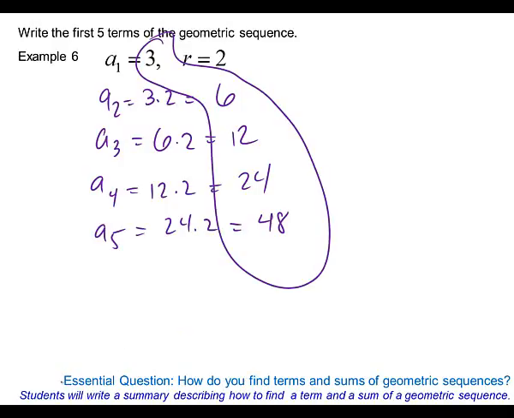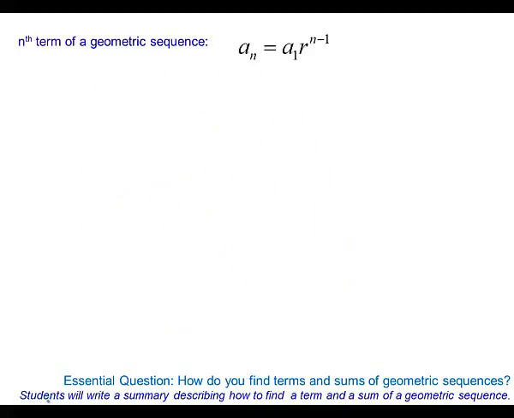All right. Go ahead and write down that formula. Make sure you get the superscripts and subscripts all in the right places. Okay?